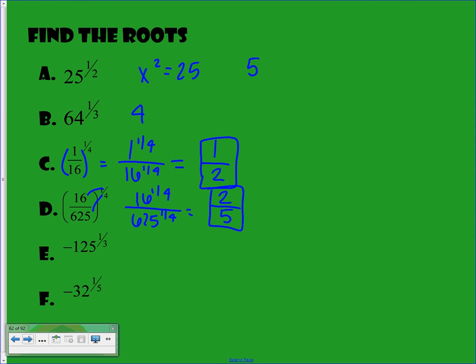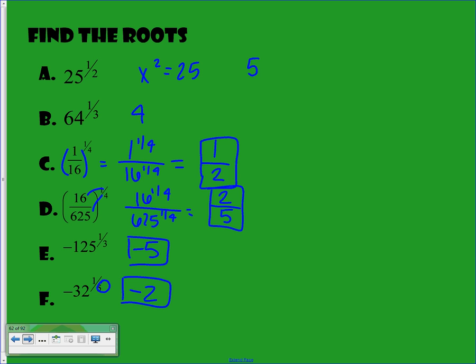Letter E is getting a little trickier. Now we're saying what to the third power is 125? Well, that's 5, and the negative goes out front because that's the opposite. So that's a -5. We're also watching our signs here. And then letter F, what to the 5th power is 32? Well, that's 2, and the negative at the end makes that answer a -2.